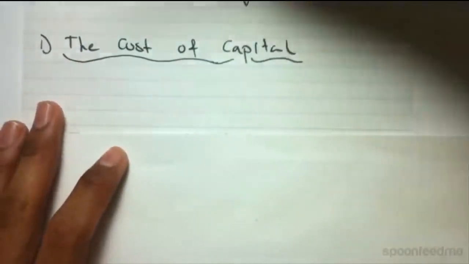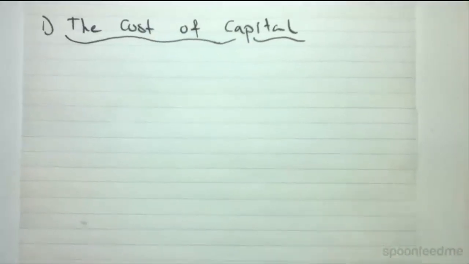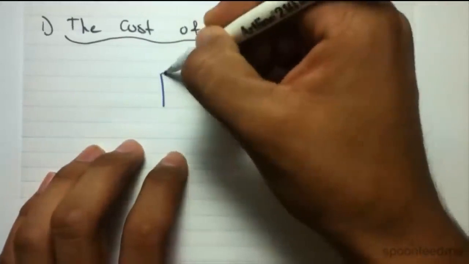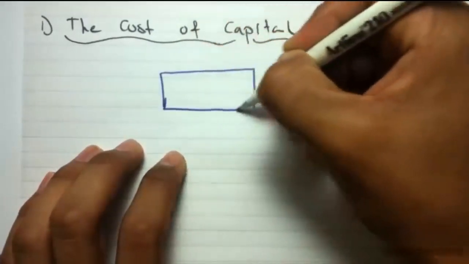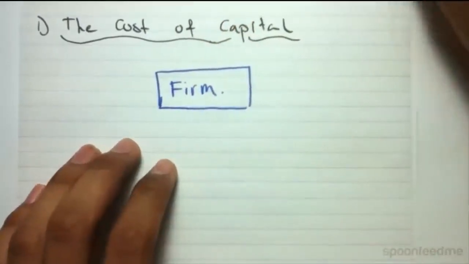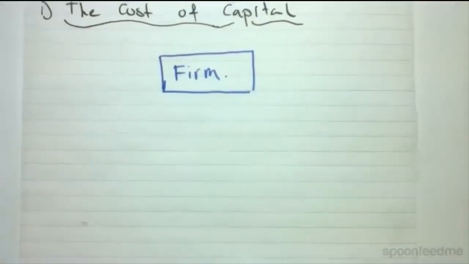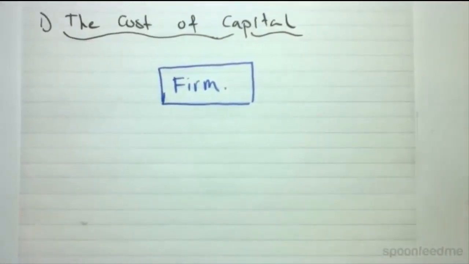So to start off, it's best to get a feel of what we're learning. Let's pretend that you and I are financial managers, okay? And as financial managers, what we do is we run a firm. Now, in order for a firm to generate profits, we need to take on projects. In order to take on projects, we need money. We need capital. And so where are we going to get this capital from?